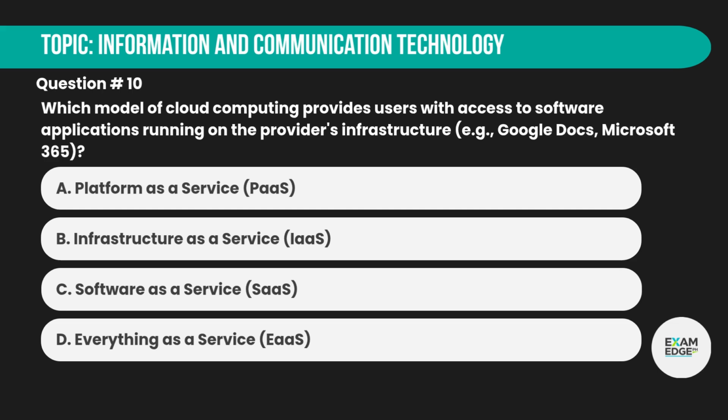A. Platform as a Service, PaaS. B. Infrastructure as a Service, IaaS. C. Software as a Service, SaaS. D. Everything as a Service, EaaS. Correct answer. C. Software as a Service, SaaS.